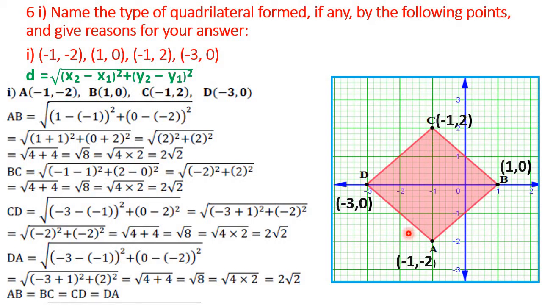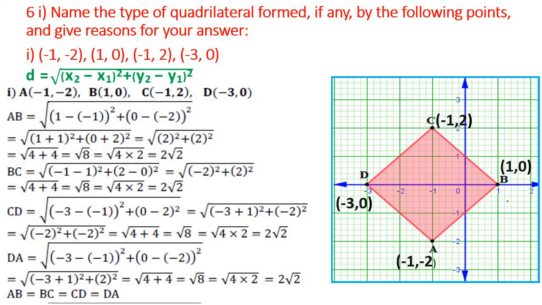So first, find out the length of the sides. We know that the distance formula is D equals the square root of (x2 minus x1) whole square plus (y2 minus y1) whole square. Let us write all the points. First, find the length of AB.